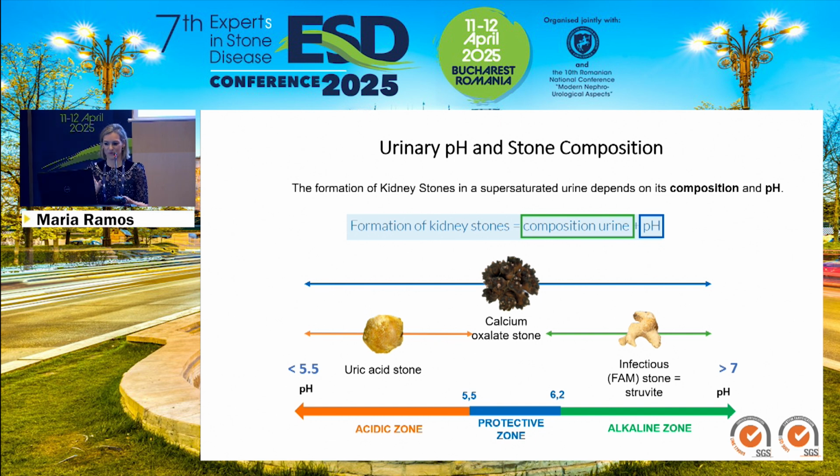Only to conclude is the importance of urinary pH. I think Dr. Siener and Dr. Bernat will talk about this. Urinary pH is especially important for uric acid stones, cystine stones, and infection stones.